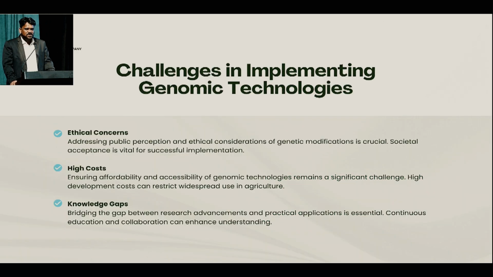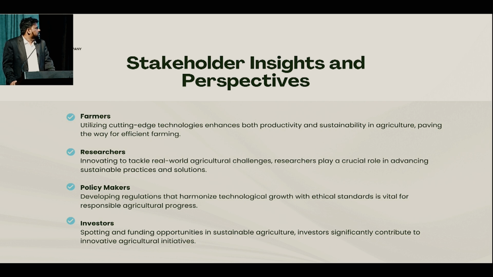What are the challenges in plant genomics? The challenges are ethical concerns, because various ethical issues can come up and have to be addressed. High cost: whenever you go genome-wise for any improvement, the cost involved is high, and that has to be addressed. And knowledge gaps between research laboratory scientists and where it is already being implemented, in agriculture, pharma and other places. That gap has to be bridged to take it from the lab to the pharma level or the field level for genome editing technologies. From the stakeholder perspective, researchers, farmers, policymakers and investors have to come together, and we can implement everything together.